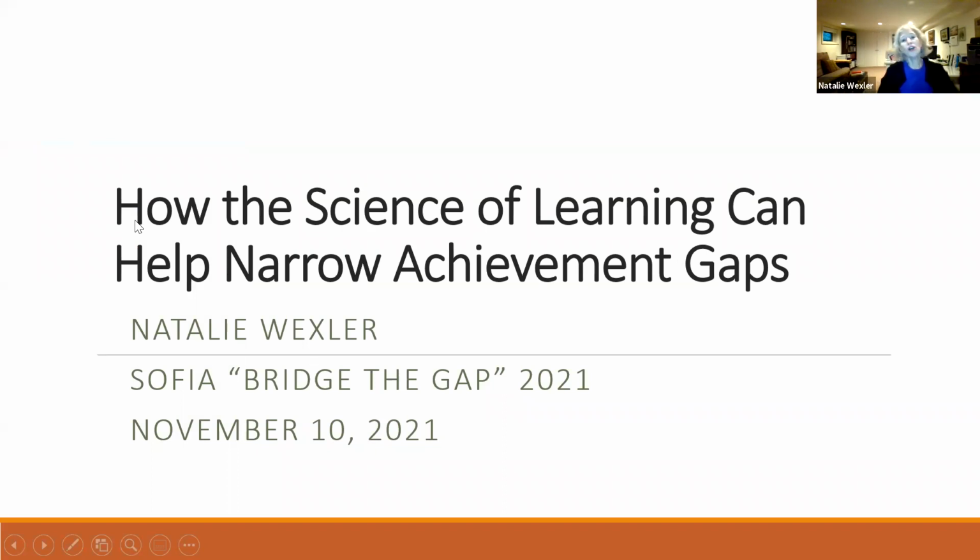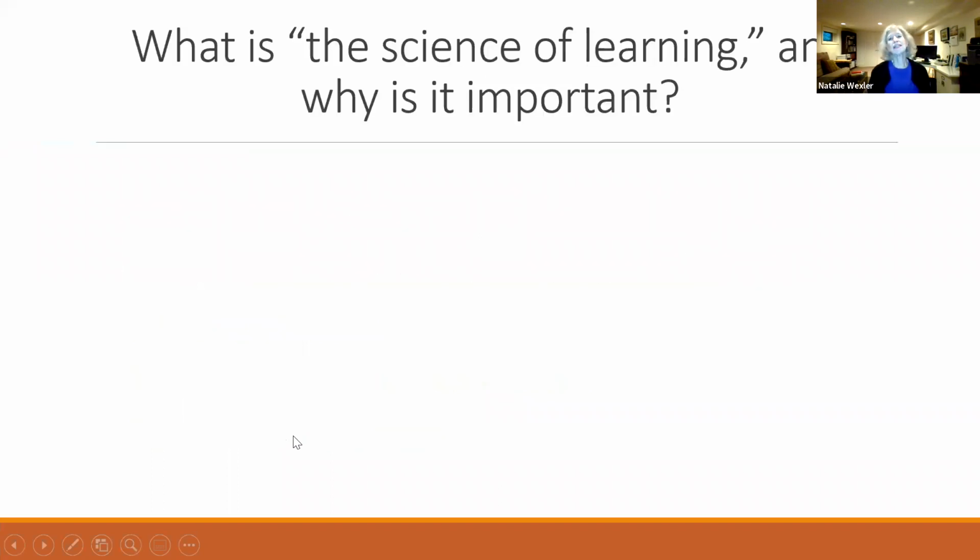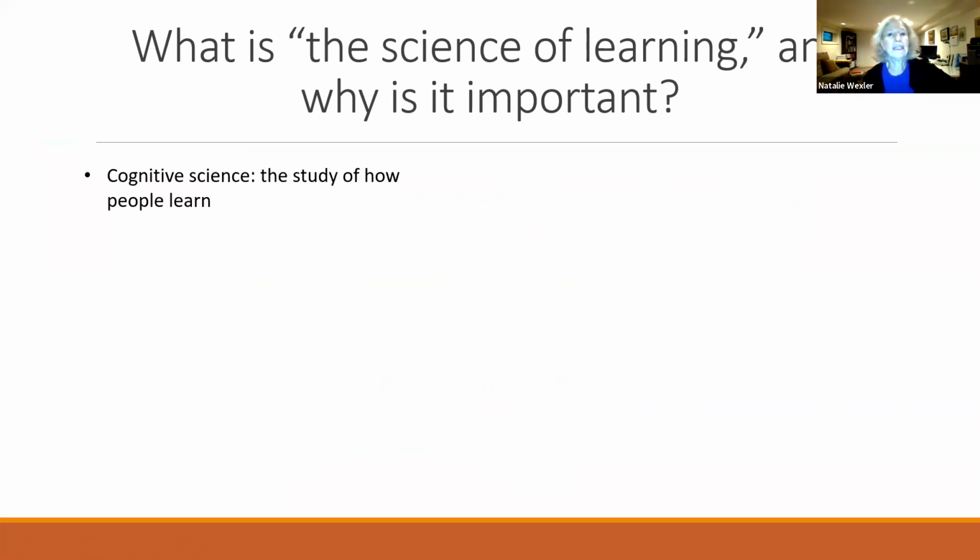So I'd like to talk about how the science of learning can help narrow achievement gaps. So what is the science of learning and why is it important? Well, cognitive science is another name for the science of learning, and it's the study of how to learn.